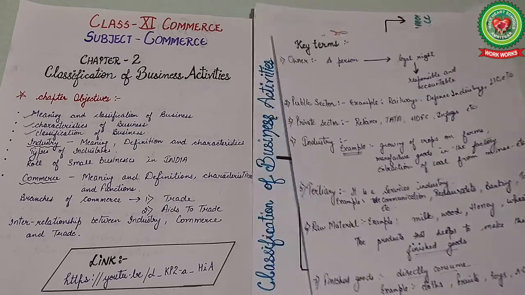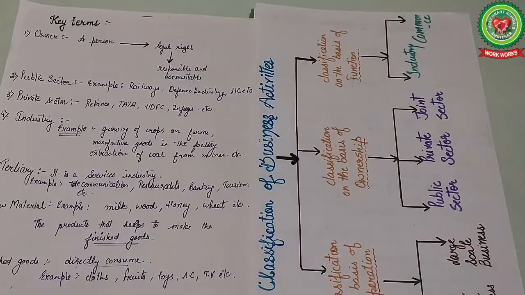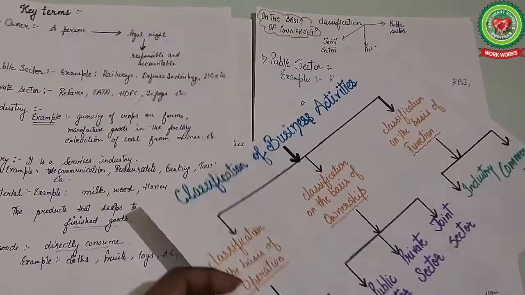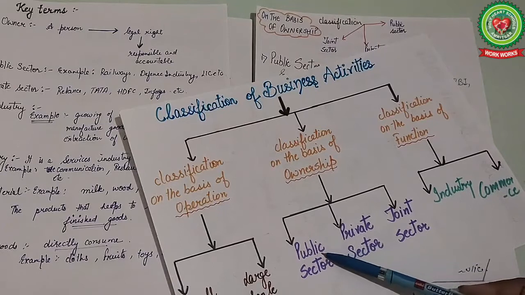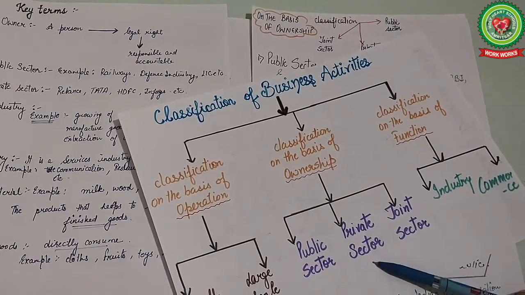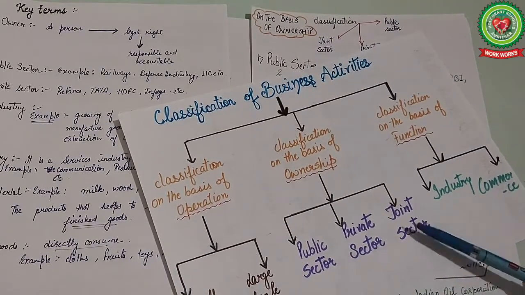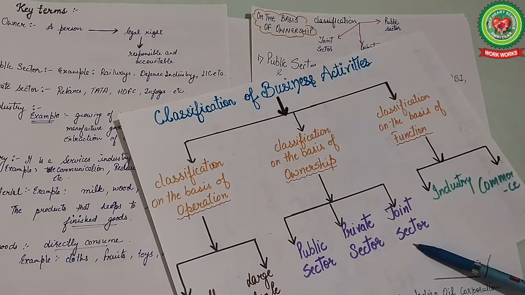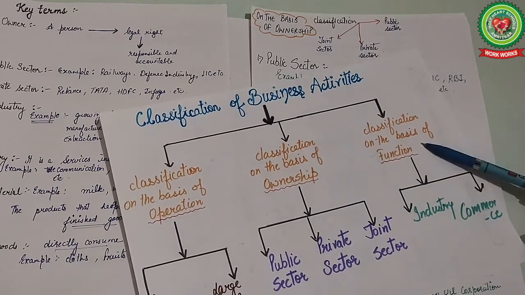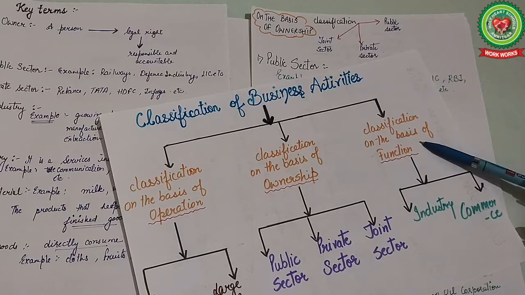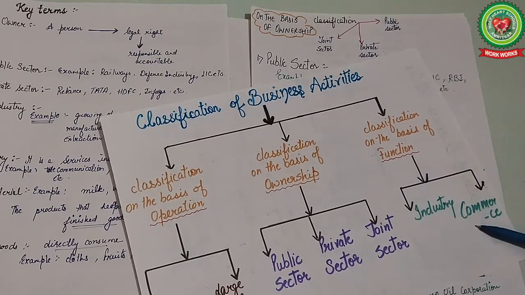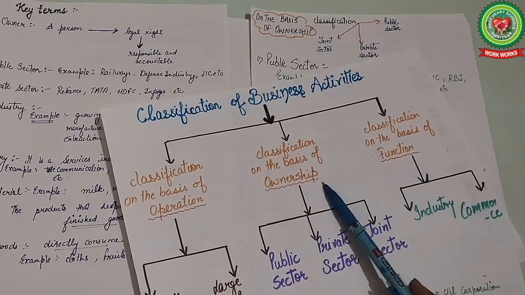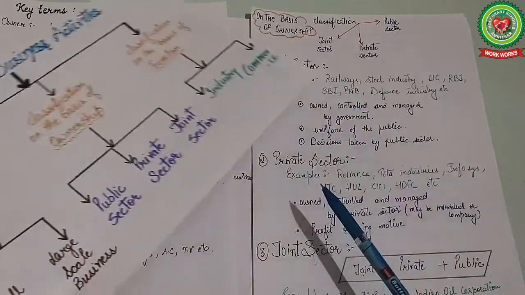Next, today we are discussing the classification on the basis of ownership. First is the public sector, second is the private sector, and third is the joint sector. After that, we will classify business on the basis of its functions, that is industry and commerce. So first is the ownership basis.